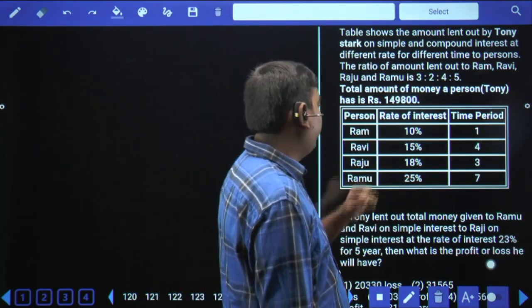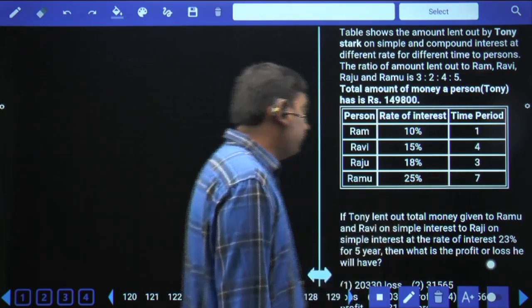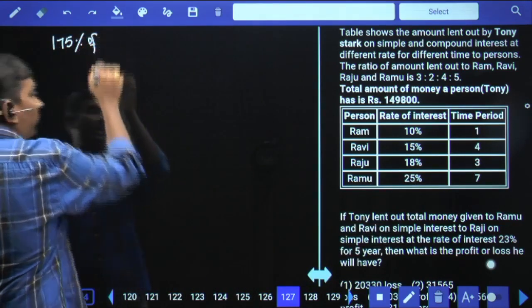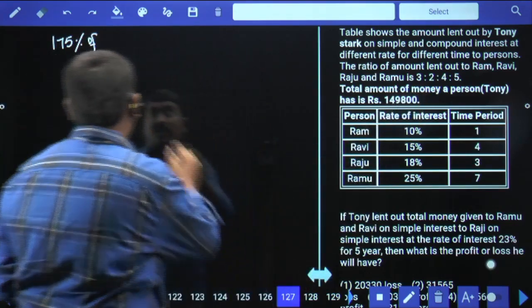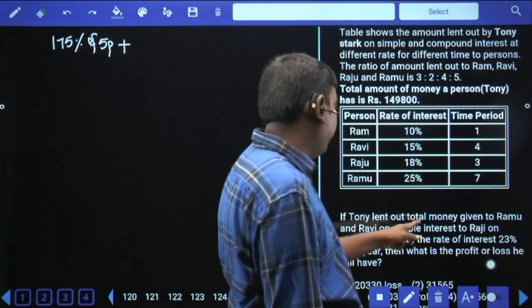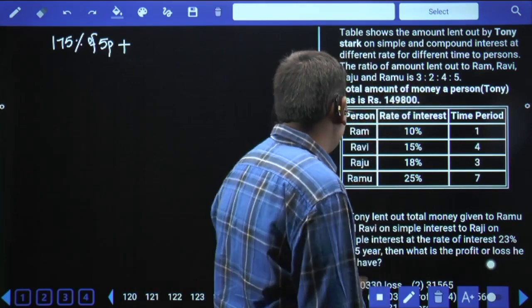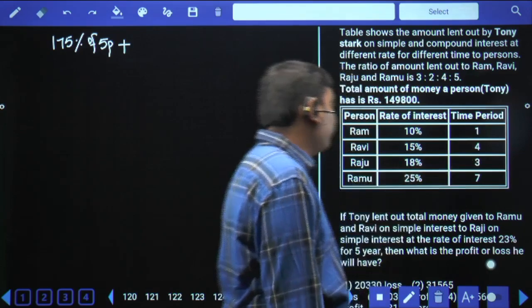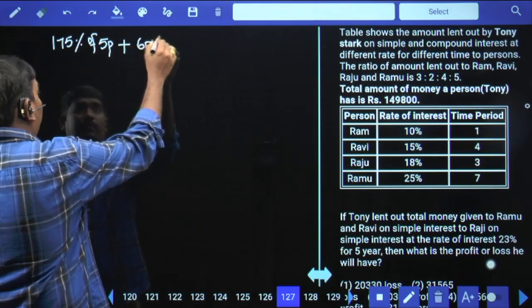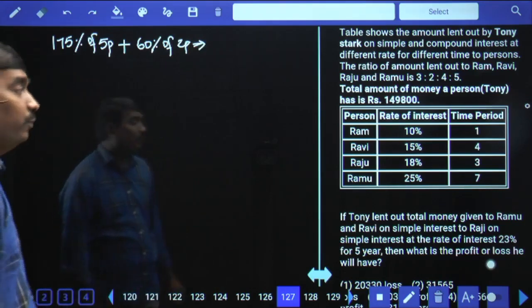Ramu's interest is 25%. Time period is 7 years. For 1 year 25%, 7 years 175% of Ramu. Ramu means 5 parts, so 175% of 5 parts. And next one is Ravi. Ravi on simple interest, second person, 2 parts. Per year 15%, time period is 4 years, so 60% of 2 parts. This is the total interest earned from Ramu and Ravi.